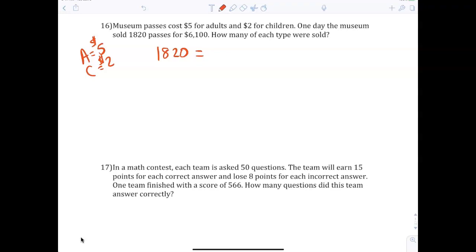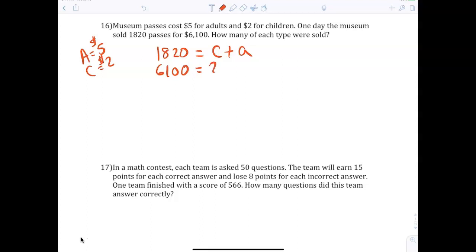So I didn't hear you. 1,820 is equal to what? C plus A. All right? Now that's the quantity. Now I want the money. Okay, so it would be 6,100 is equal to 1,820 plus 30 times... Wait a minute. What's a child worth? So it'd be 2C plus 5A.